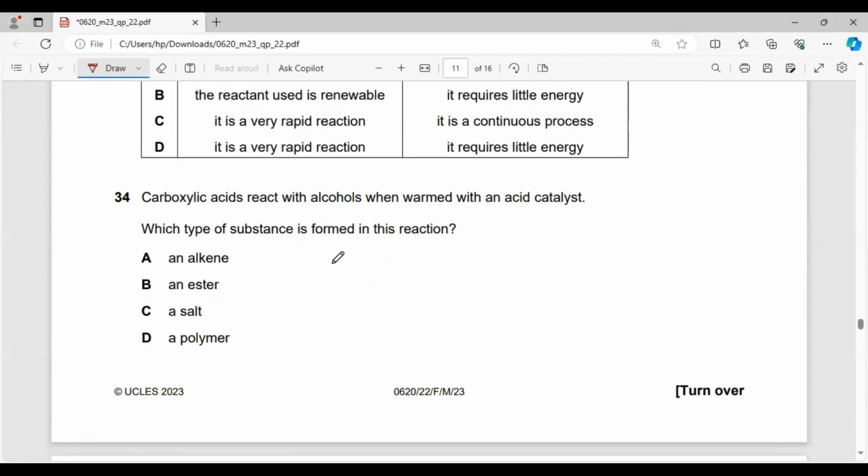Carboxylic acids react with alcohols when warmed with an acid catalyst. Which type of substance is formed in this reaction? When a carboxylic acid reacts with an alcohol, always an ester is formed.